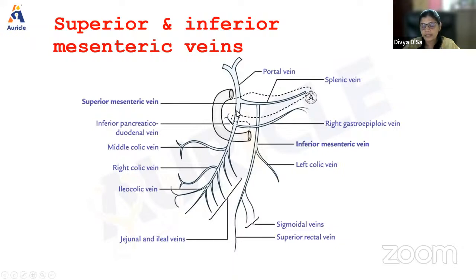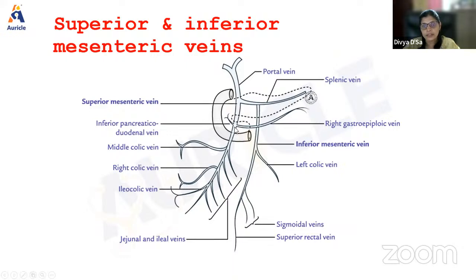It follows the same course as the superior mesenteric artery. It passes behind the body of the pancreas and near the neck of the pancreas. It is joined by the splenic vein to form the portal vein.